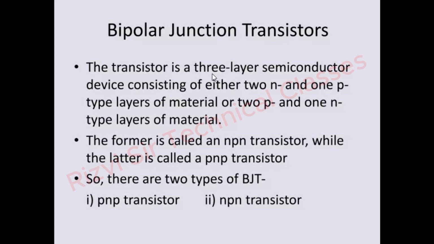The transistor is a three-layer semiconductor device consisting of either two N and one P type layers of material or two P and one N type layers of material. The former is called an NPN transistor while the latter is called a PNP transistor. So there are two types of BJT. One is PNP transistor and another one is NPN transistor.